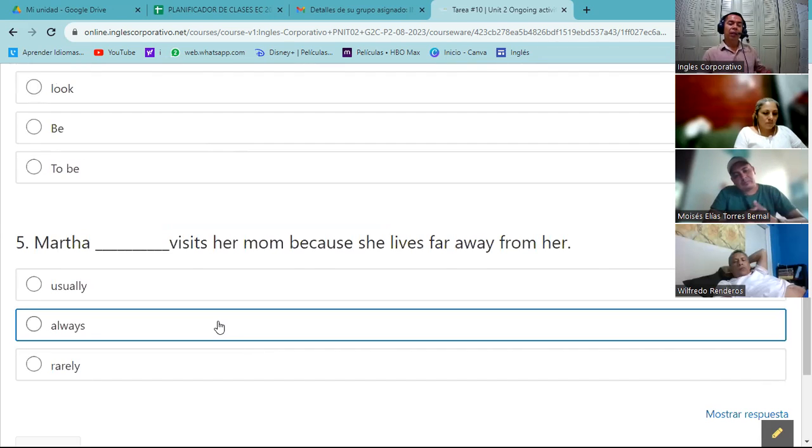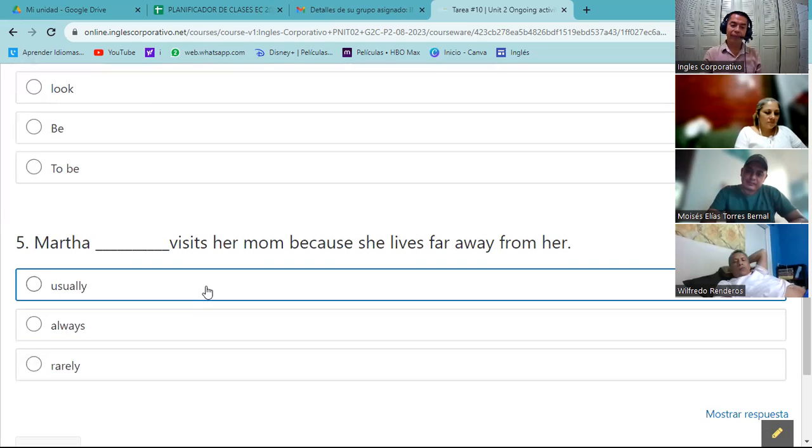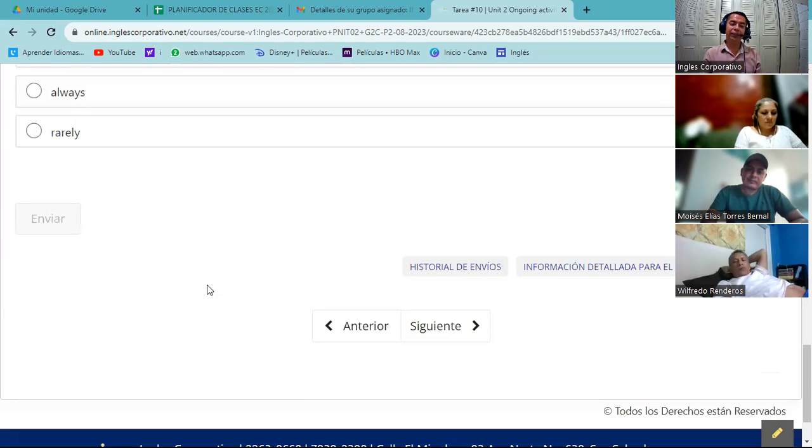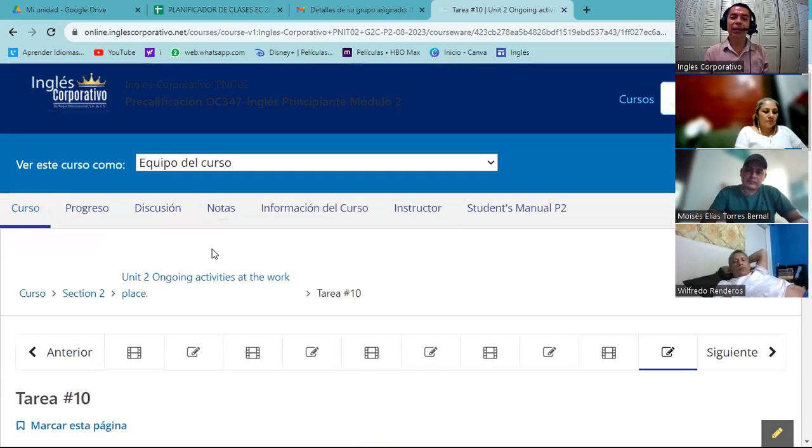And number five, Marta usually visits, always visits or rarely visits her mom? Because she lives far away, vive muy lejos. La mamá vive en Morazán y ella vive en Santa Ana, you know. Far away. Okay? So usually, always or rarely visits. Creo que está fácil. Good? That's it, right? Unit 2.